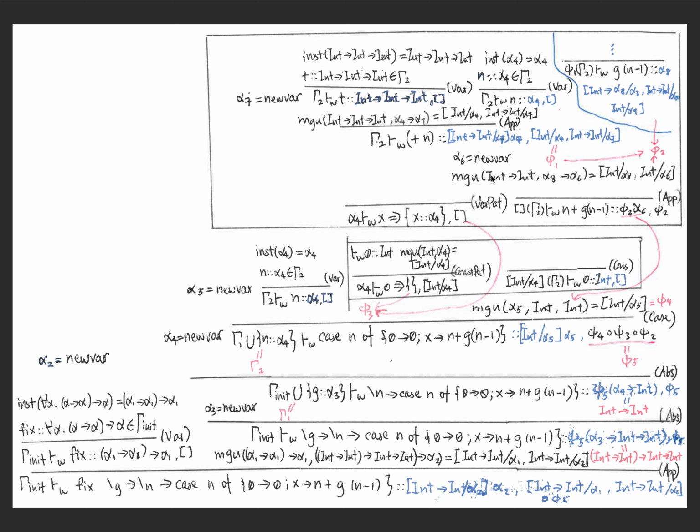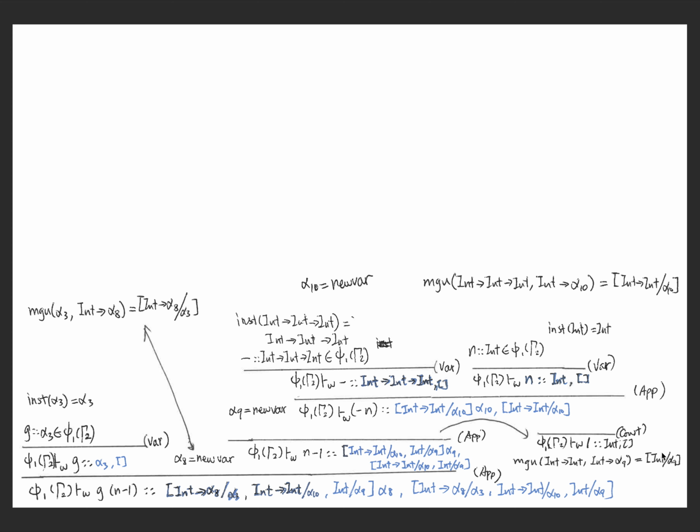Since this is from int to int, I need to look at the actual argument of this one, which is 1. Obviously we can infer that it has type int. So we need to construct the MGU between alpha 9 and int, as well as alpha 10 being int to int. This is my alpha 10, this is the type coming from the 1, and this is alpha 9. Applying the MGU over this, we can replace alpha 9 with int.